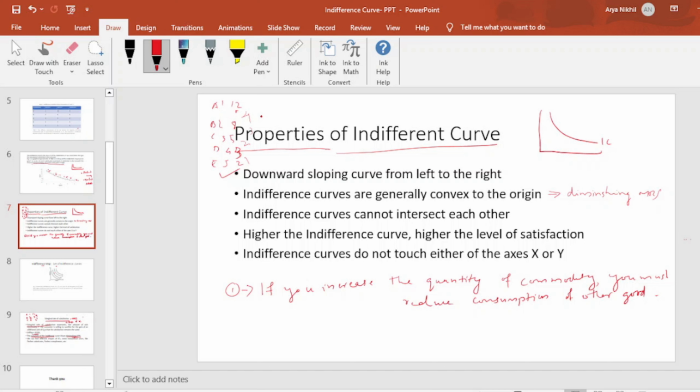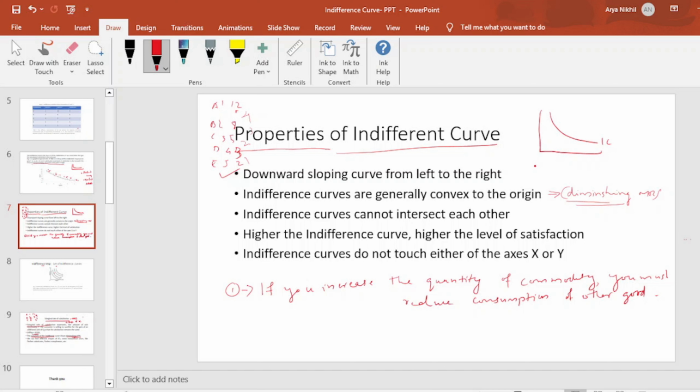But here we can say as you consume more and more, 1, 2, 3, 4, we are less willing to sacrifice the other good. First time we are ready to sacrifice 4 units, then it becomes 3 units, then 2, then 1. So here, as the consumption of X increases, you are less willing to give up the Y commodity. That is why we say diminishing MRS, and because of this property, indifferent curves are convex to the origin.